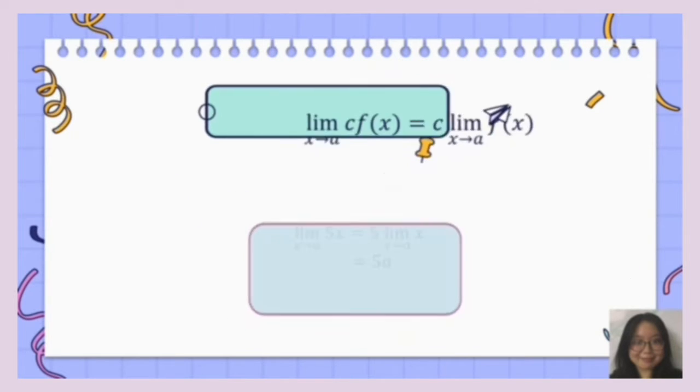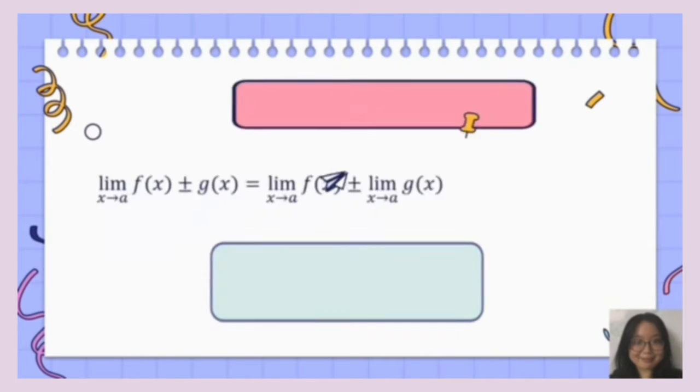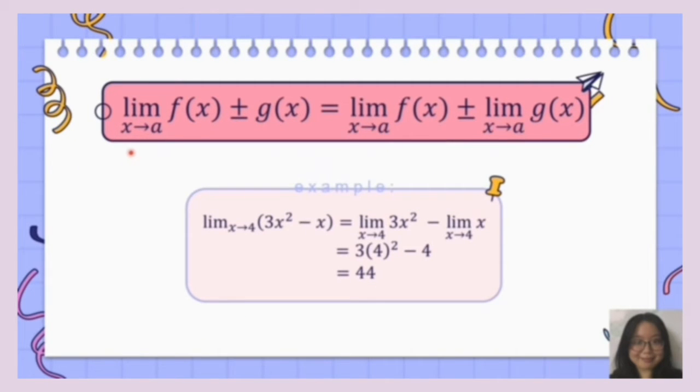Property number 4 is limit x approaches to a, c is a constant, times fx, we could write it as c times limit x approaches to a, fx. This is an example. Property number 5 is limit x approaches to a, fx plus or minus gx, we can write as limit x approaches to a, fx plus or minus limit x approaches to a, gx.